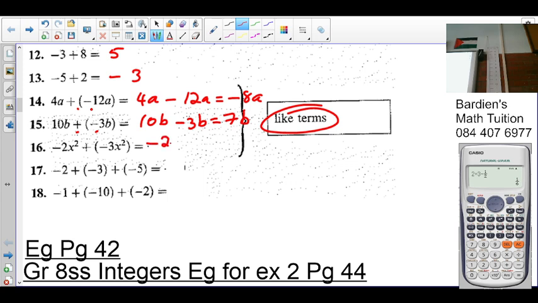You got negative 2x squared. What's negative times positive? Negative 3x squared. What's negative 2x squared minus 3x squared? Negative 5x squared. Look at the next one. Got negative 2. What's negative times positive? Negative 3. What's negative times positive? Negative 5. So what's negative 2 minus 3 minus 5? Negative 8. Okay.